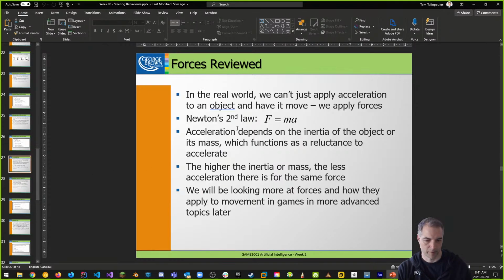Forces. One thing we're going to learn about next semester is Newton's laws of motion, which apply to video games a lot. Newton has three laws of motion. The first law: if an object's at rest, it tends to stay at rest, and if an object is in motion, it tends to stay in motion. Newton's second law is force is equal to mass times acceleration.